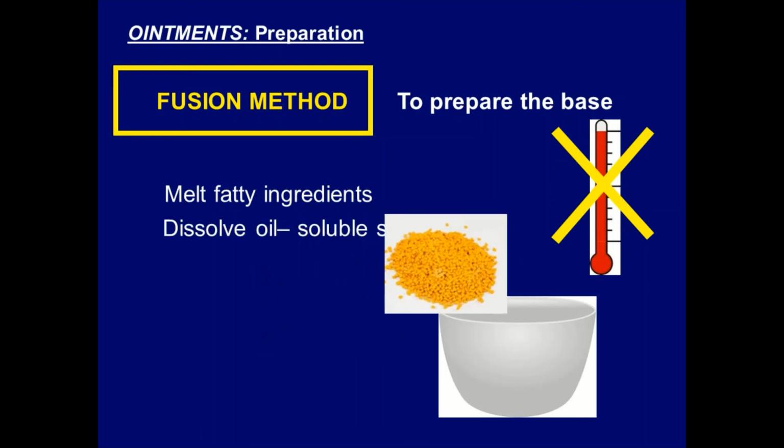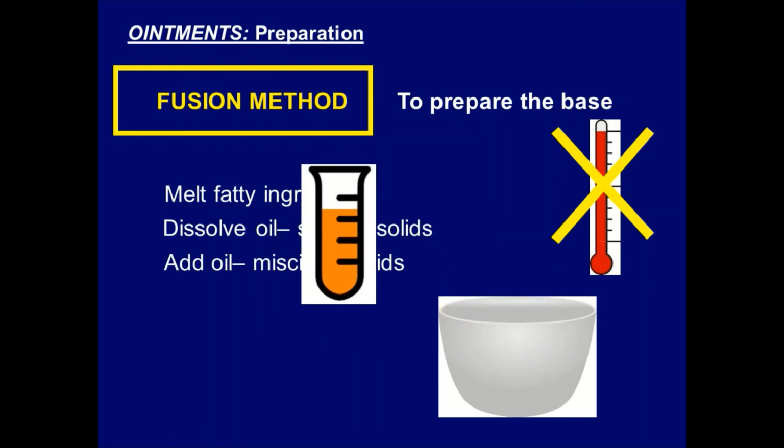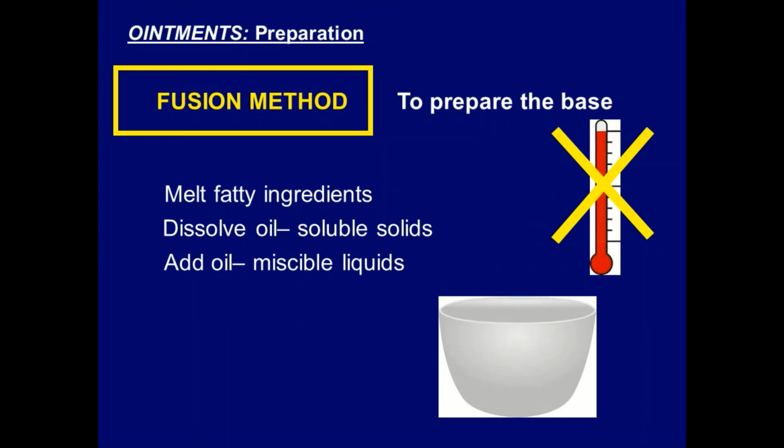Then dissolve oil-soluble solids and add oil-miscible liquids and stir till cool. Avoid sudden cooling to avoid the formation of cold spots, as we said before, to avoid the sudden congealing of the fats before being mixed with other ingredients of the base. This is fusion method for preparation of anhydrous ointment.